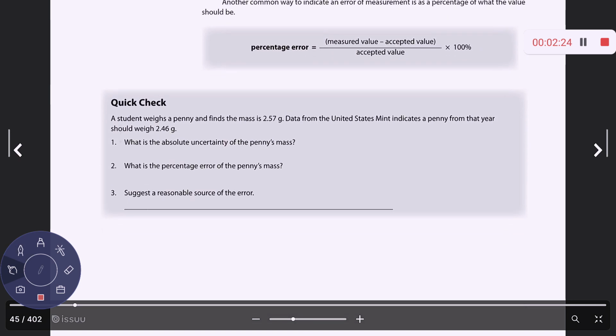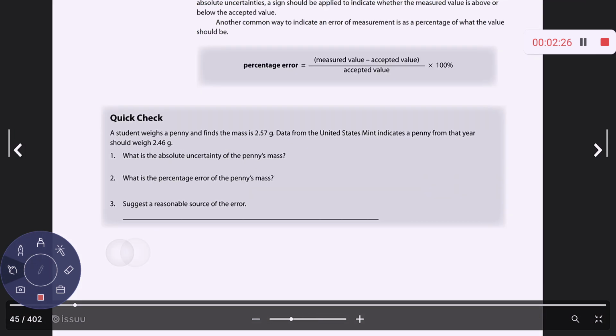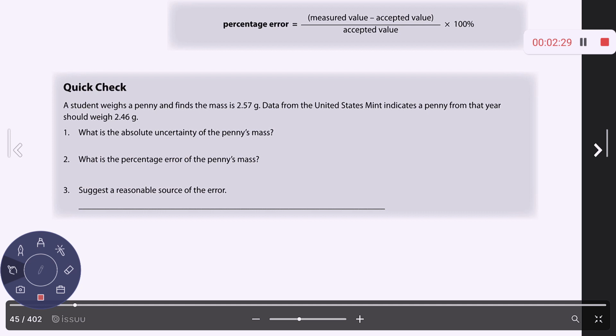Let's bring this down here. And it says a student weighed a penny, found out that its mass is 2.57 grams. Data from the U.S. Mint indicates that a penny from that year should be 2.46 grams. Okay, so this would be the measured value, whereas this would be the accepted value.